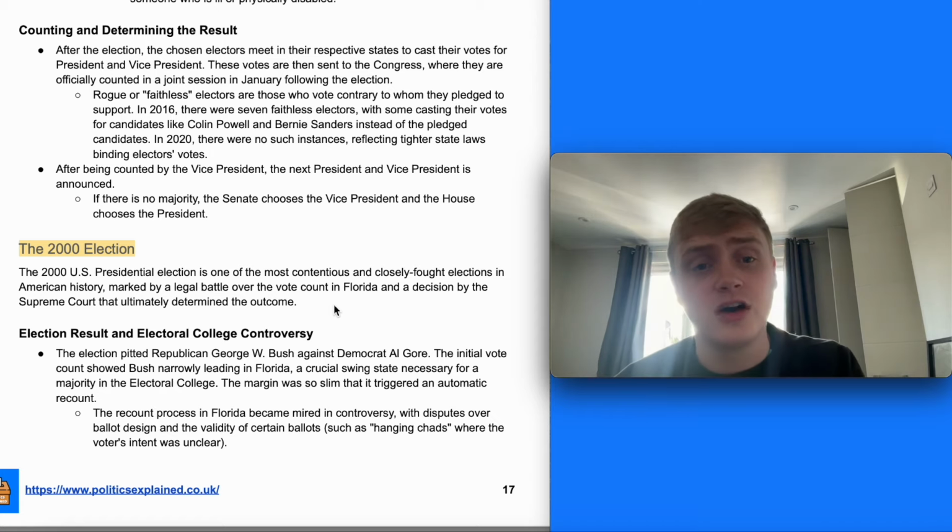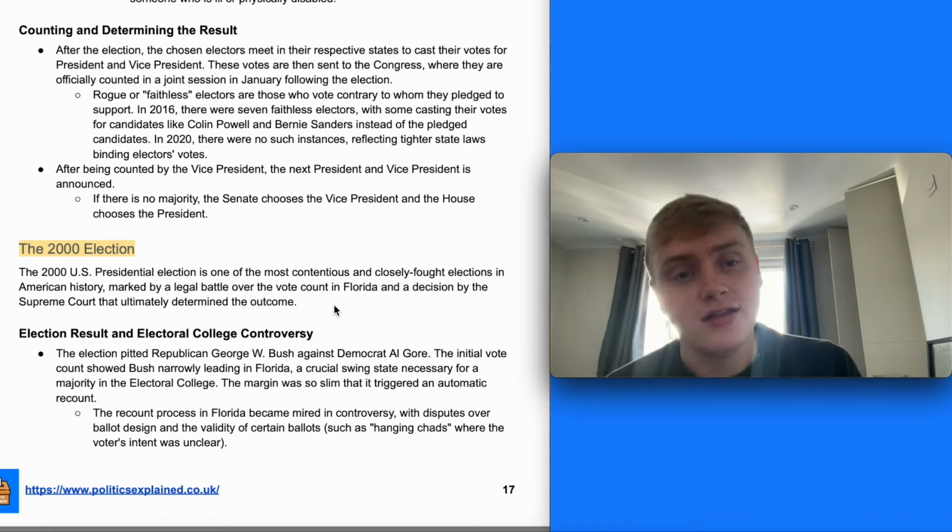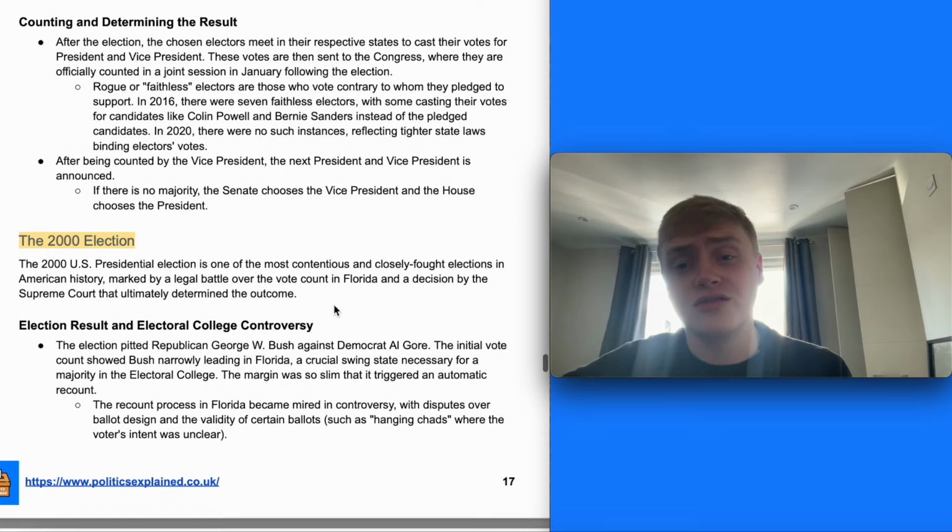After being counted by the vice president, the next president and vice president is announced. If there is no majority, which I think has only ever happened once, the Senate chooses the vice president and the House chooses the president. And that's if there is a tie in Electoral College votes. What we're going to look at now is a number of key case studies.